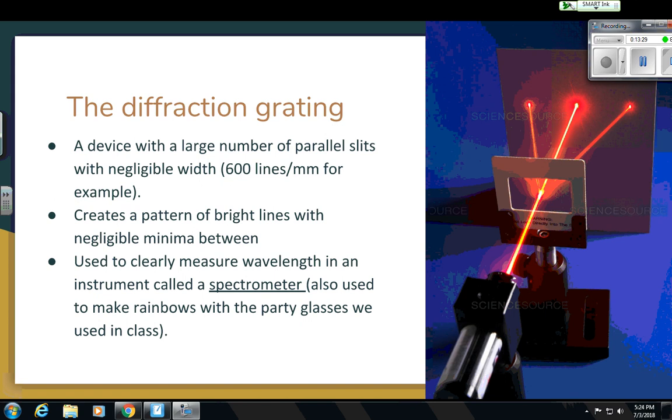And just be aware that IB has mentioned spectrometers a couple times in this unit, so it's just a device that you probably want to have some awareness about. If you want to get more information on them, check it out. You can do some research and see what you can find out.